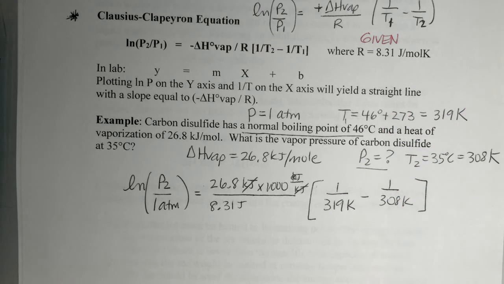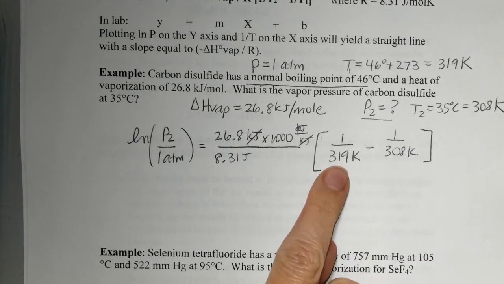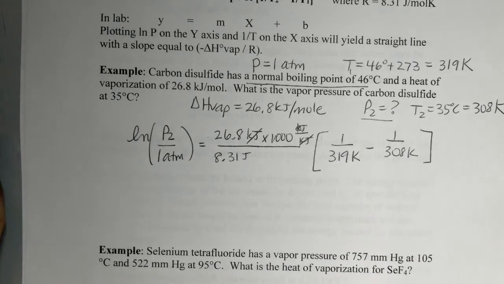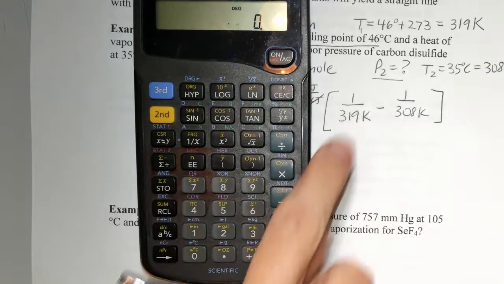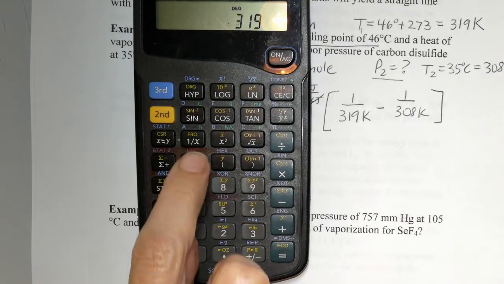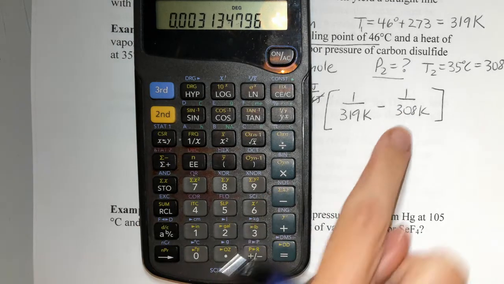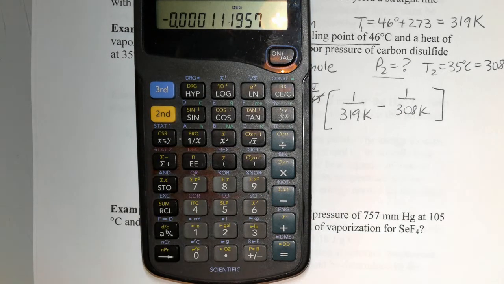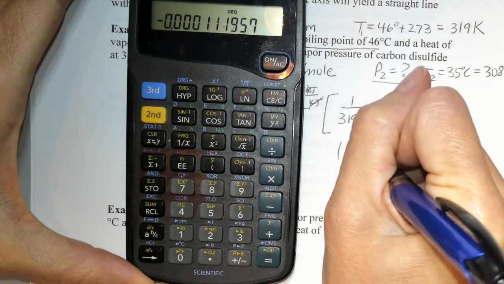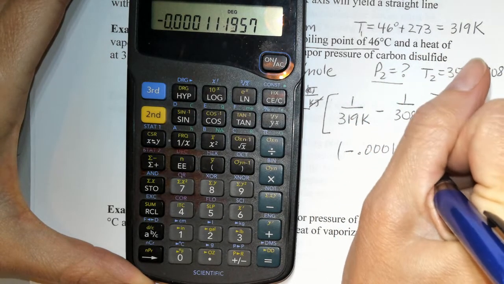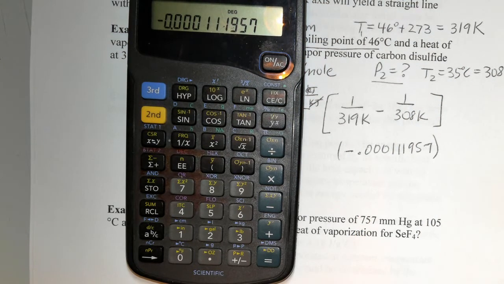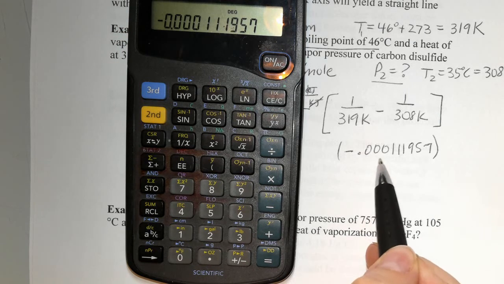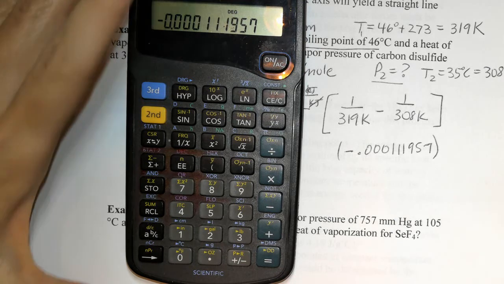All right, so first I'm going to do the part in parentheses. I always loved this TI-36, it was my favorite calculator. It's got the inverse key. So I'd say, okay, I got 319 inverse minus the 308 inverse. That difference in the parentheses is a negative 0.000111957. If you write everything out step by step, keep as many digits as possible, because if I round this to just 0.0001, I'm going to have a very different answer at the end.